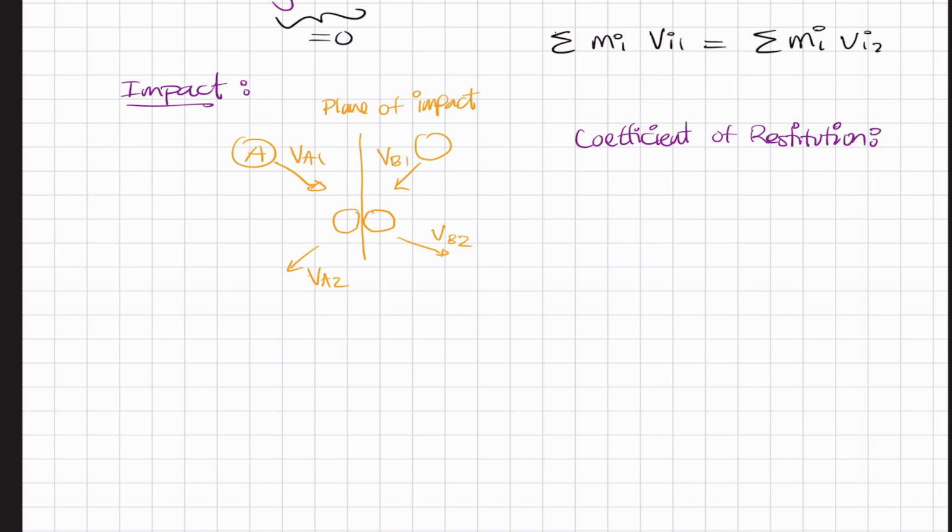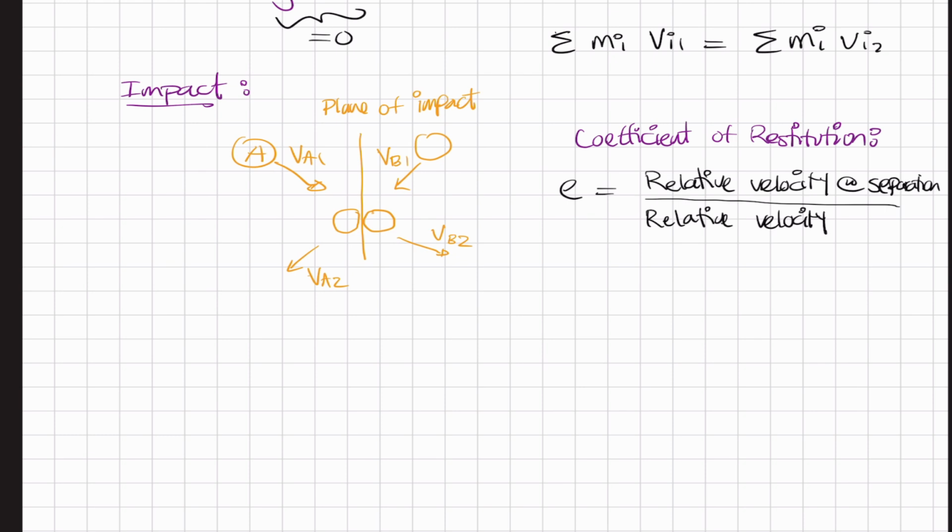And the way this equation works is it's looking at how your relative velocities before and after impact change. So E here is the relative velocity at separation, divided by the relative velocity at approach. This is when the two masses are approaching each other right before impact. So what this equation is doing is capturing the amount of energy that is lost due to impact.